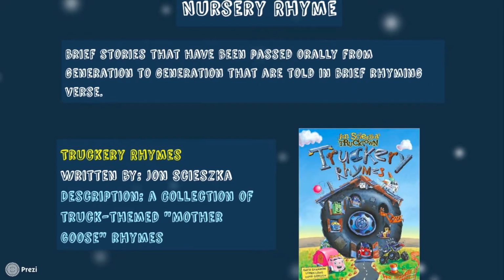And then nursery rhymes are brief stories that have been passed orally from generation to generation that are told in brief rhyming verse. It's sometimes considered the simplest introduction to poetry. Truckery Rhymes are just truck-themed Mother Goose rhymes.